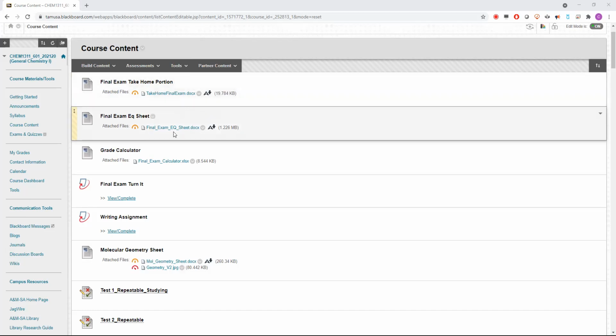So there's that. I put up an equation sheet for you to use on the final exam, so it has all your equations in one spot. Feel free to download it, write on it whatever you want, because the final exam is going to be open note, just like the regular tests.